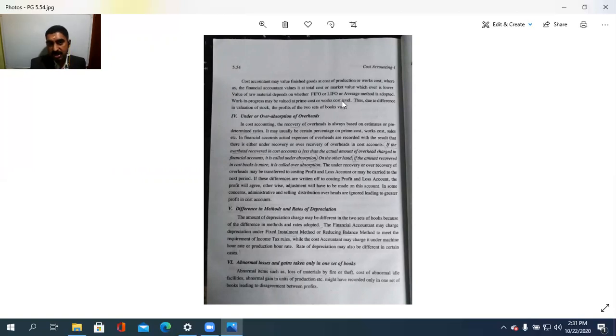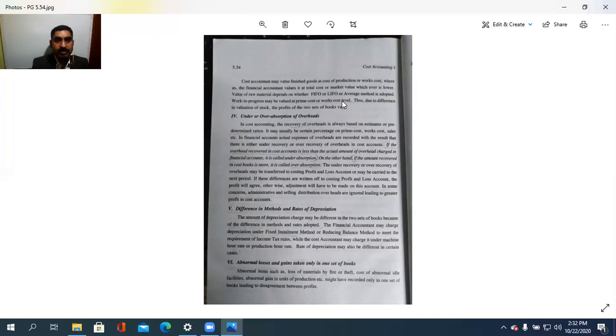നമ്മൾ കണ്ടതാണ് കോസ്റ്റ് ഷീറ്റിനകത്ത്. വൈൽ ഫിനാൻഷ്യൽ അക്കൗണ്ട്സിനകത്ത് ടോട്ടൽ കോസ്റ്റ് അല്ലെ, മാർക്കറ്റ് വാല്യൂ ഫോർ വിച്ച് എവർ ഈസ് ലോവർ. മാർക്കറ്റ് വാല്യൂ അല്ലെ ടോട്ടൽ കോസ്റ്റിനെ ബേസ് ചെയ്താണ്. അപ്പോ വാല്യൂ ഓഫ് ദ റോ മെറ്റീരിയൽ may depend on FIFO or LIFO or any other methods adopted, isn't it? So that is the adoption of various methods for valuation of the stock.